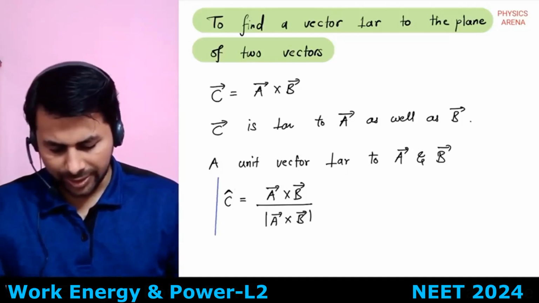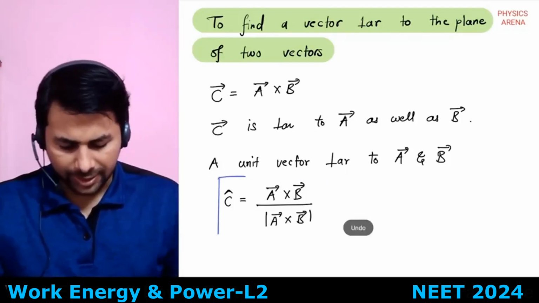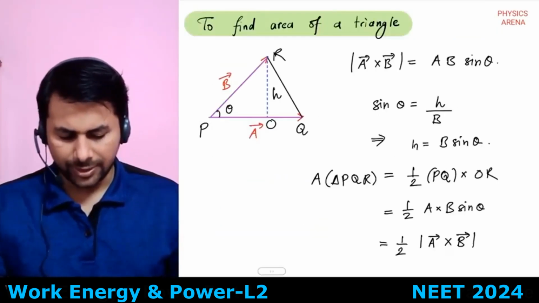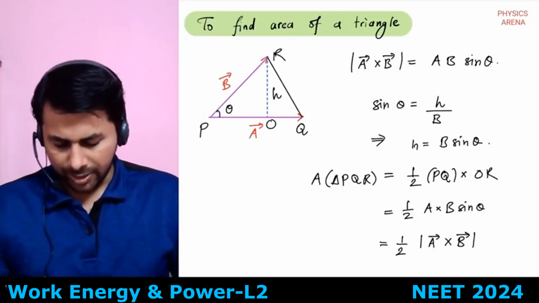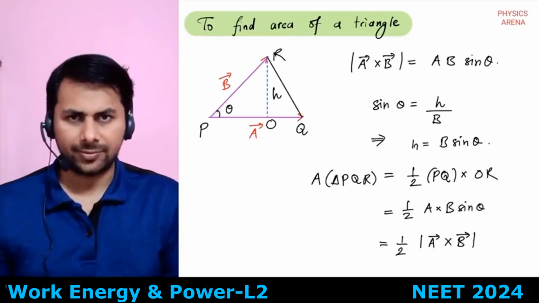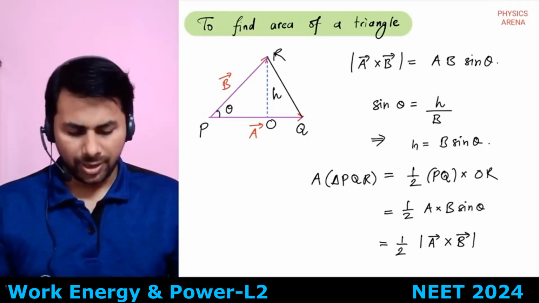So this is the unit vector perpendicular to the plane of A bar as well as B bar. Okay. Then there is another use. Another use is to find the area of a triangle, and also the area of a parallelogram.